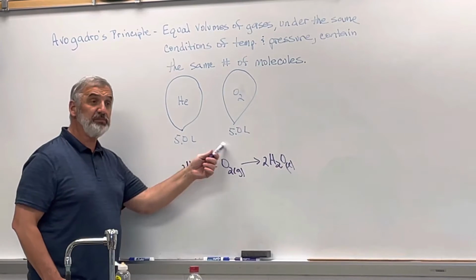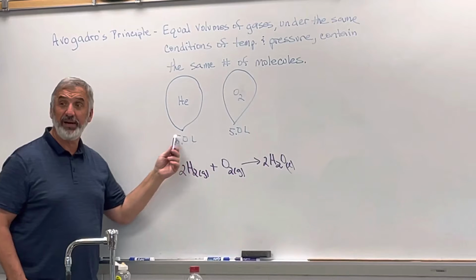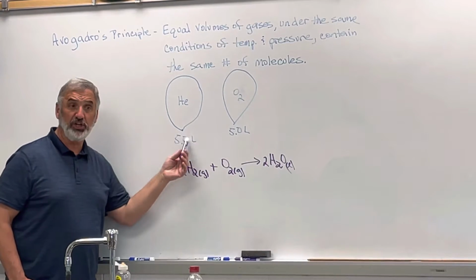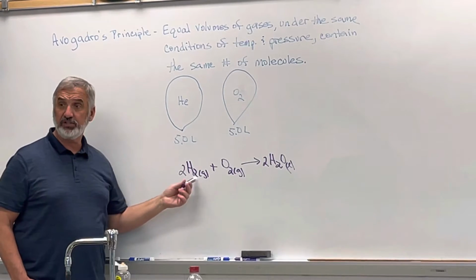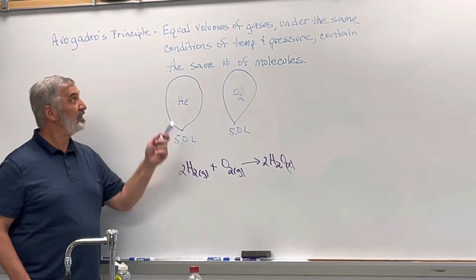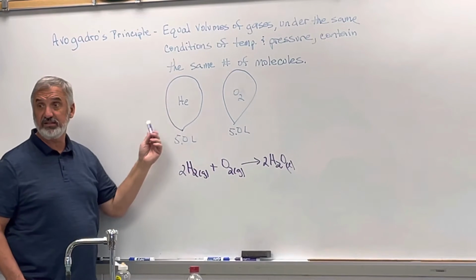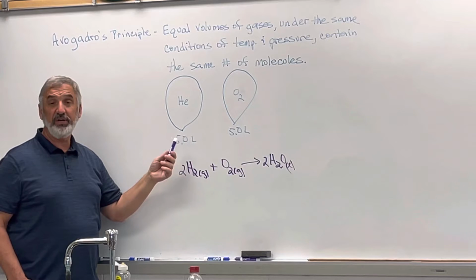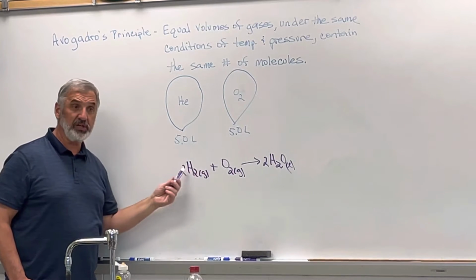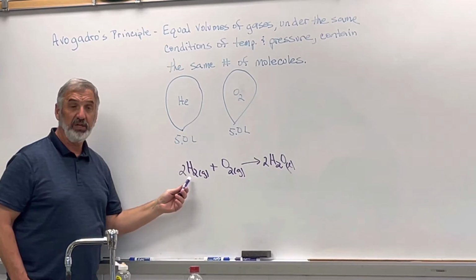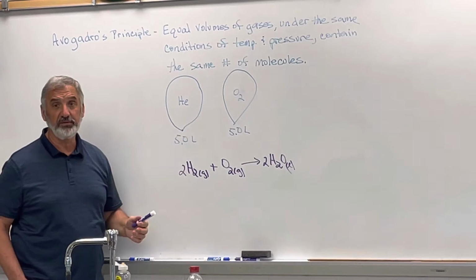So the gas volumes are going to react in the exact same ratio as the balanced equation. That makes life very easy for gases. So in any equation, the volumes are going to be the same as the moles. Equal volumes contain the same number.